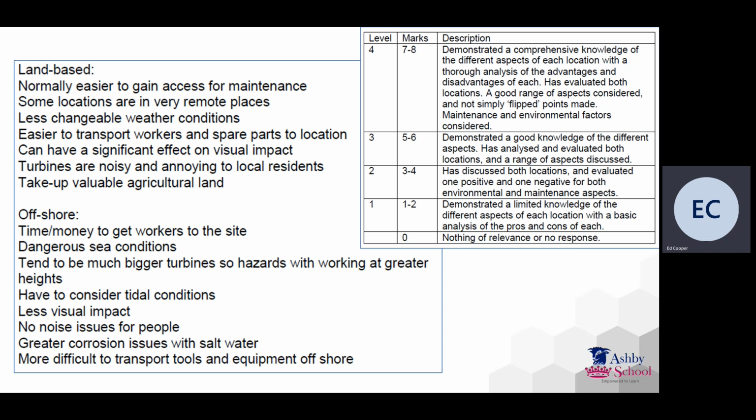Let's have a look then. Land-based ones, normally easy to gain access for maintenance. Some locations are in very remote places, less changeable weather conditions, so it's going to stay kind of stable. Easy to transport workers and spare parts to the location. That's kind of what we said.